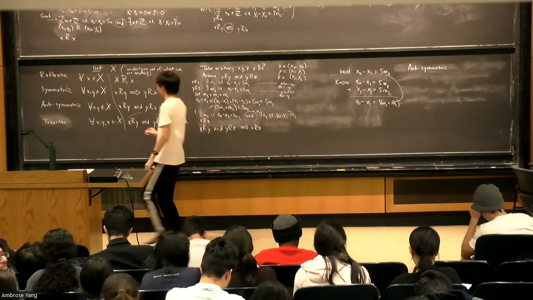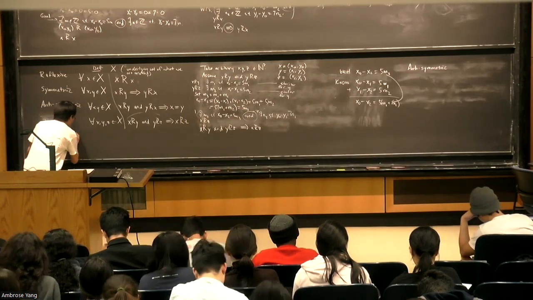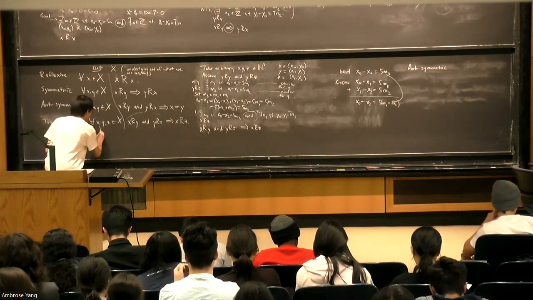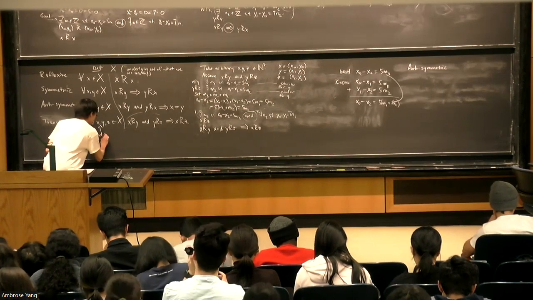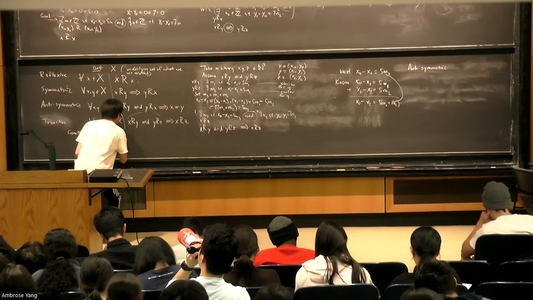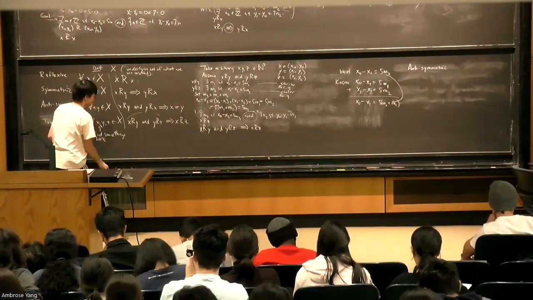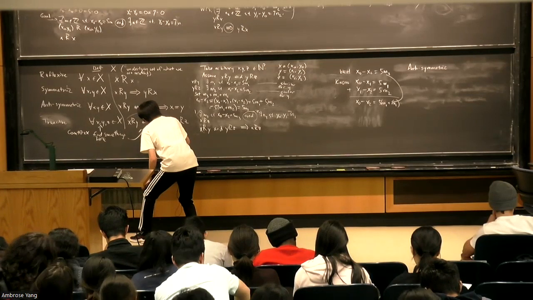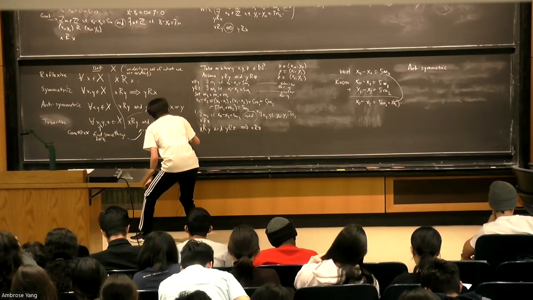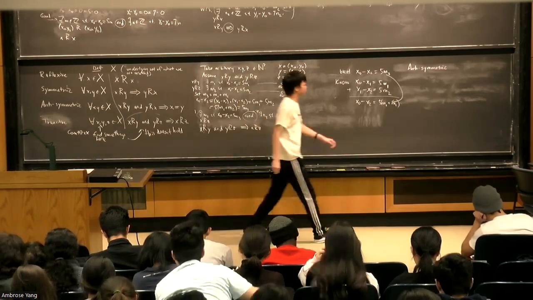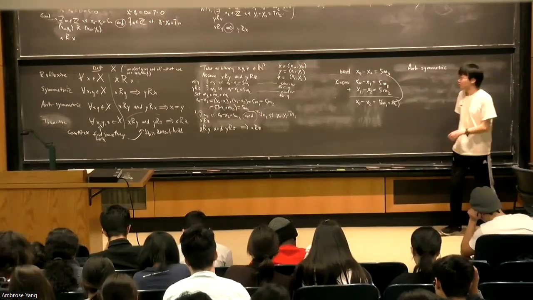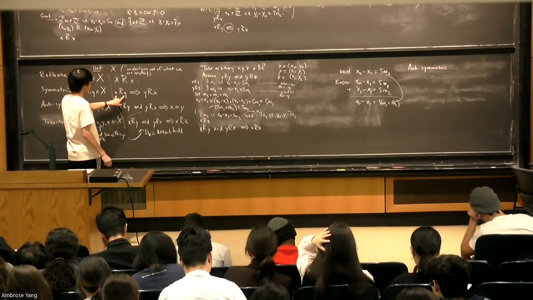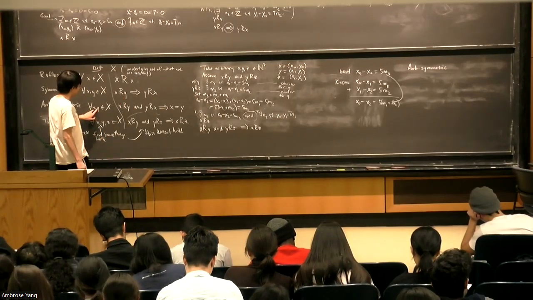So a counterexample is always: find something here where this doesn't hold. I'm going to do this for anti-symmetric. For anti-symmetric, I'm going to find an x, y.